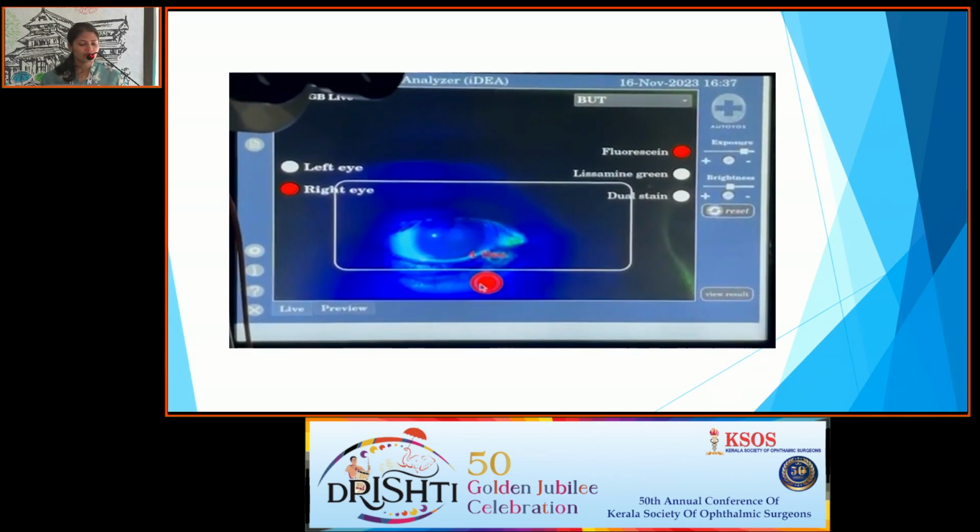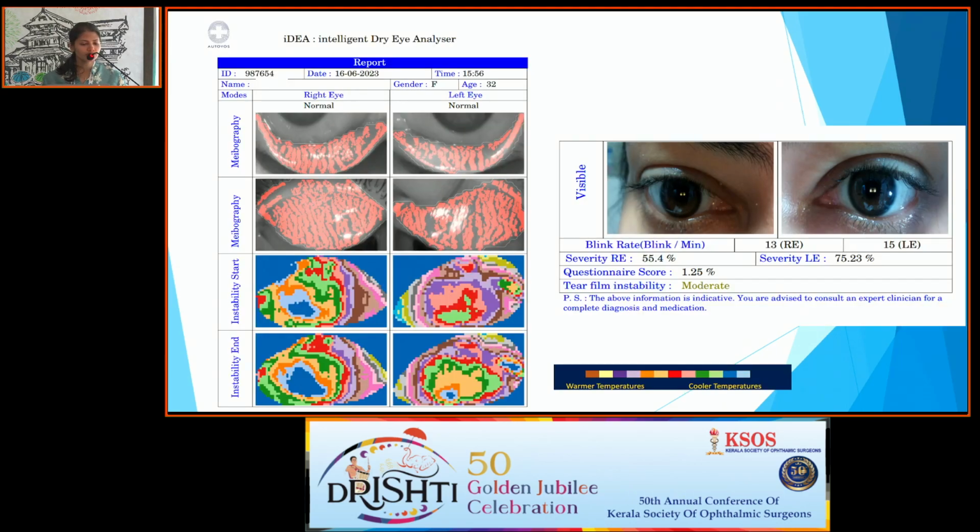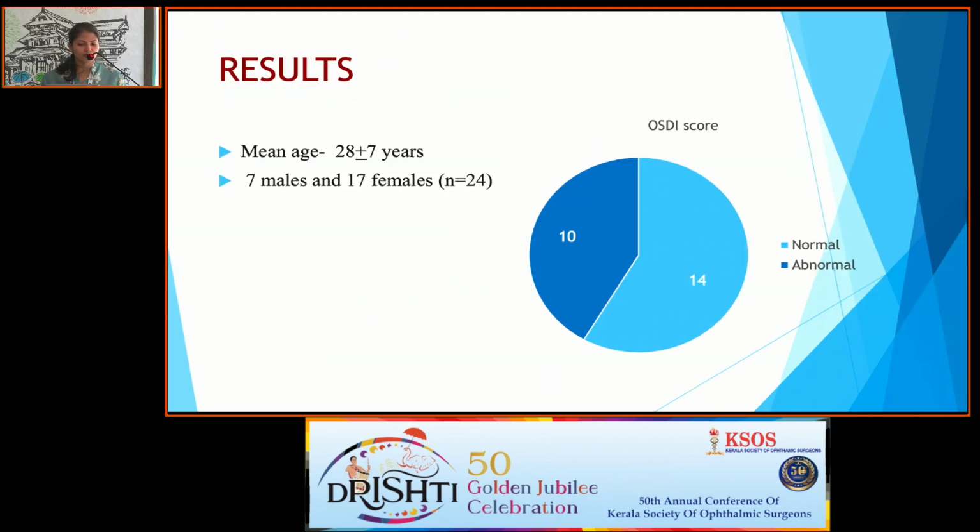Also the tear film breakup time can be assessed. This is a report generated. The first two images are of the meibography, and the last two are of the ocular surface thermography changes. This machine gives a severity score, which is an analysis of the ocular surface temperature changes. As you can see in the color code, the darker color signifies warmer temperature and the lighter colors colder temperature.